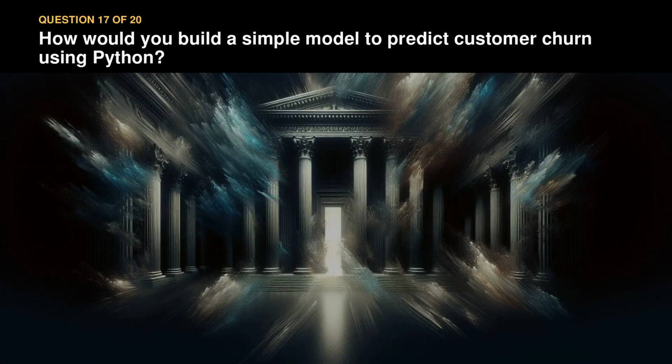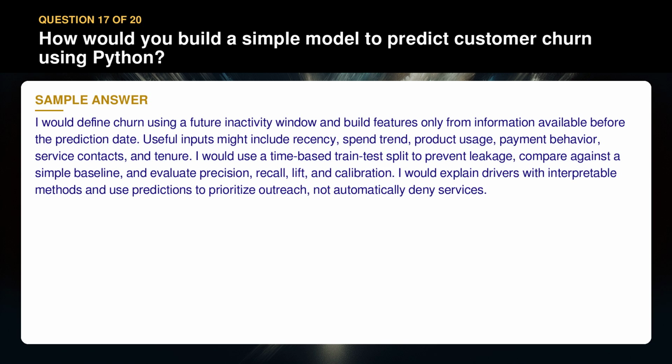Question 17. How would you build a simple model to predict customer churn using Python? I would define churn using a future inactivity window and build features only from information available before the prediction date. Useful inputs might include recency, spend trend, product usage, payment behavior, service contacts, and tenure. I would use a time-based train test split to prevent leakage, compare against a simple baseline, and evaluate precision, recall, lift, and calibration. I would explain drivers with interpretable methods and use predictions to prioritize outreach, not automatically deny services.